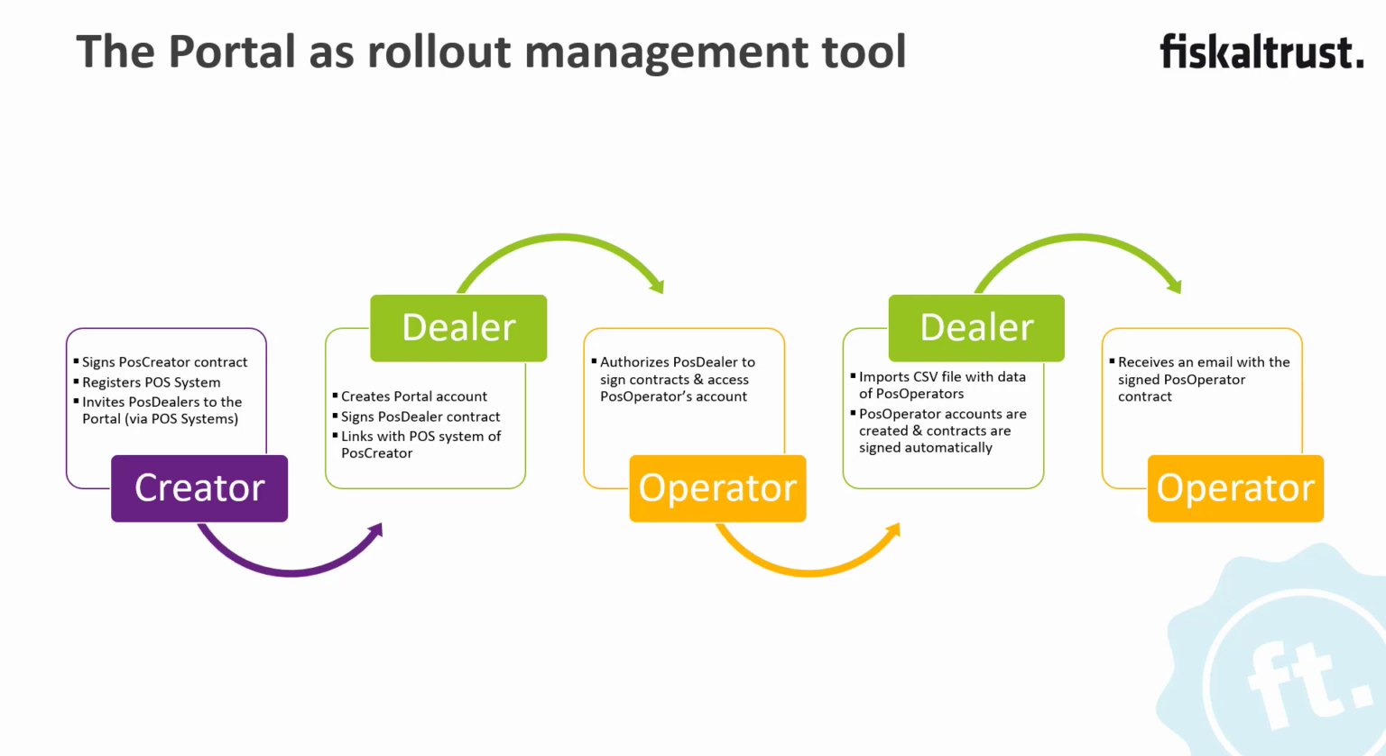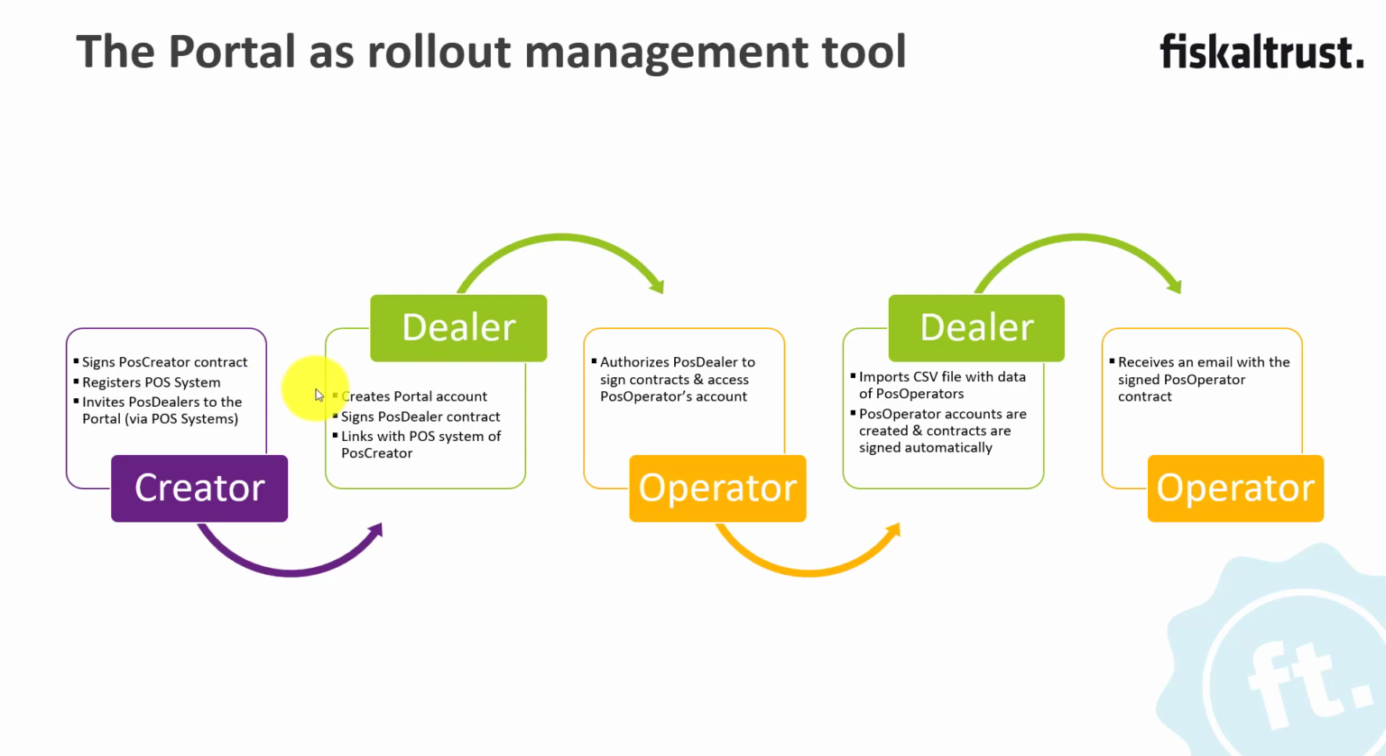And this is also described in a bit more detail in this process flow. So maybe just to reiterate through this, the common flow looks like that. First of all, the PosCreator signs the PosCreator contract in the portal. In our demo, we already had this prepared because the demo account we used already had the account signed. Then we registered a POS system, which is basically just entering some data from the POS software into the portal. Then we invited the POS dealers to the portal via the POS system, or they could just register themselves and we would connect them afterwards, so both is possible.